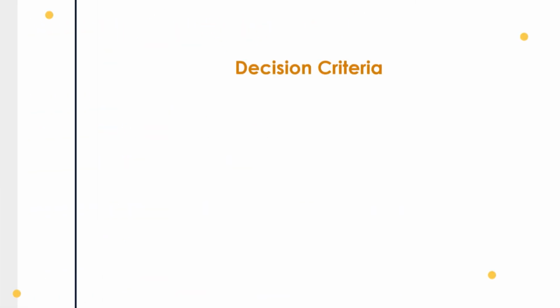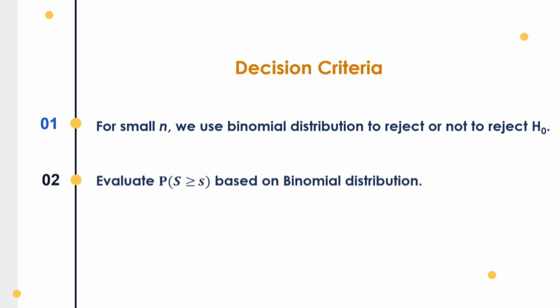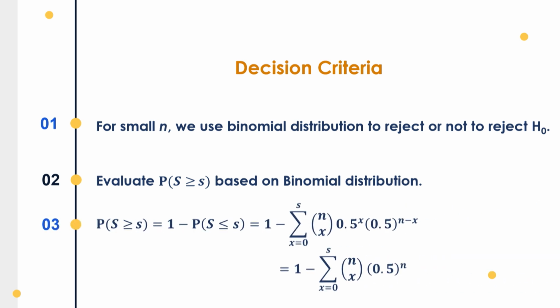Next we can discuss the decision criteria. For a small sample size n, we use the binomial distribution to reject or not reject H naught. Evaluate the probability value, that is, the probability of S being greater than or equal to the observed s, based on the binomial distribution. This is solved by taking 1 minus the probability of S less than s, using the probability function of the binomial distribution with p equal to 0.5. By solving this we can calculate those probability values.